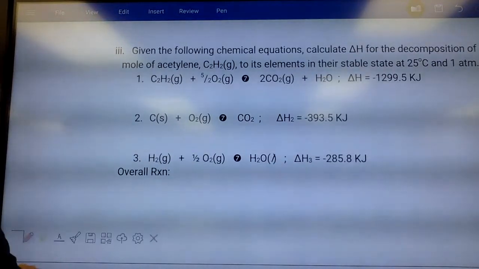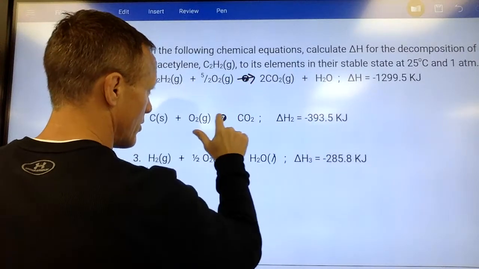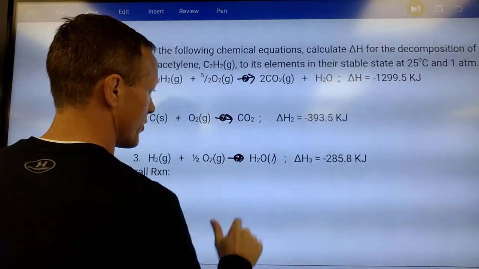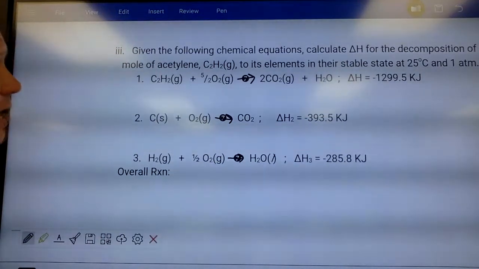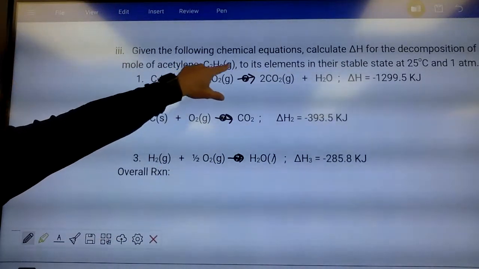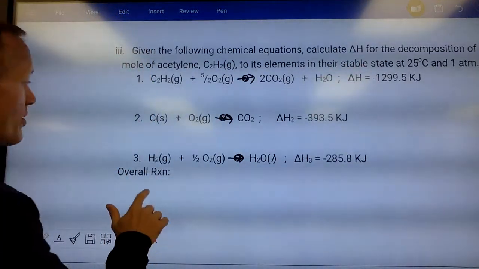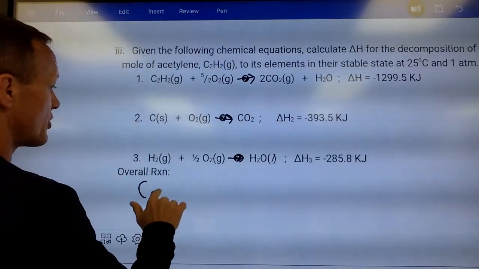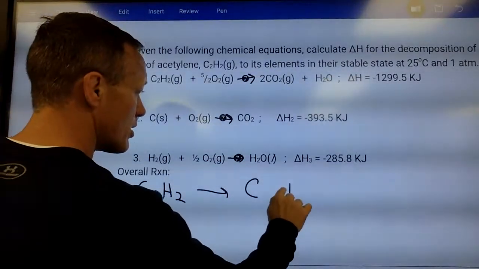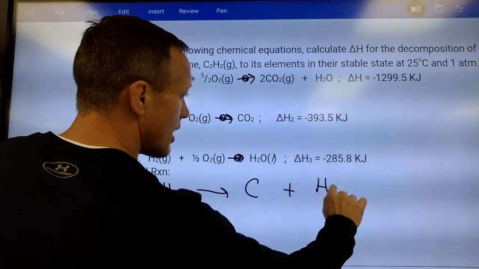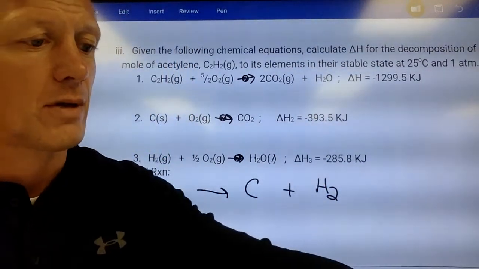So I'll do that right now. Arrow, arrow, arrow. Here's a priority has arrows. We want to know delta H for the decomposition of 1 mole of acetylene to its elements in their stable state. So our overall reaction is going to be decomposition of C2H2 into its elements, so into carbon and hydrogen, which is diatomic.